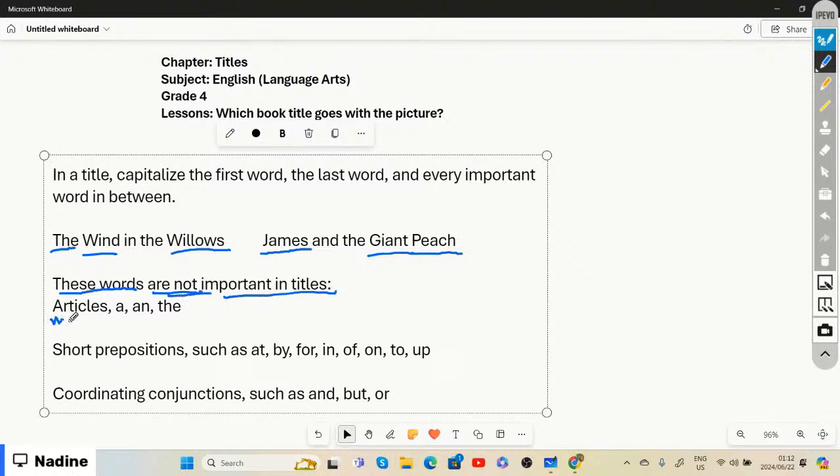So articles are not important within titles, right? So if you want to write the title of a book, of a song, of a movie, an article or something, articles are not important. And articles are words like a, an, and the, right? Those are articles. So those words are not important unless an article is the start, which is the first word of the title, because the first word of the title needs to be capitalized, whether it is an important word or not an important word, right?